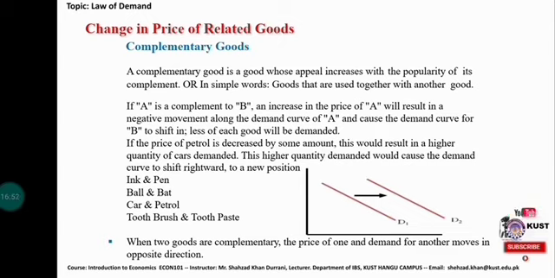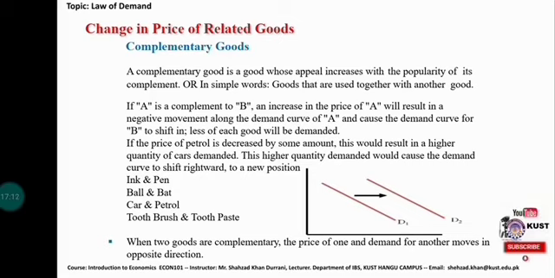The example of this could be if the price of petrol is decreased by some amount, this would result in a higher quantity of cars demanded, because the petrol is of low price, so people want to have their own cars, right? So the demand for cars will jump. Complement.